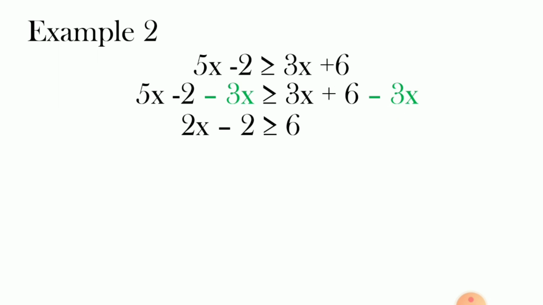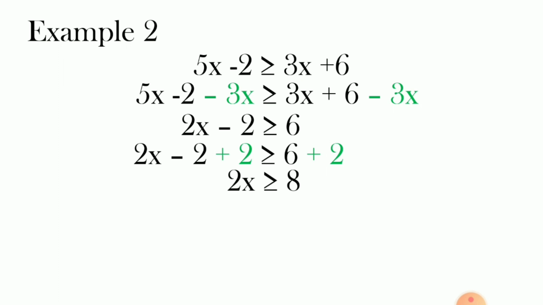Then let us add 2 on both sides of the inequality. So negative 2 plus 2, that will be 0. Then 6 plus 2, that is 8. So that is now 2x is greater than or equal to 8. Then solve for the value of x, divide both sides of the inequality by 2. So 2x divided by 2, that is x. Then 8 divided by 2, that is 4. So x now is greater than or equal to 4.